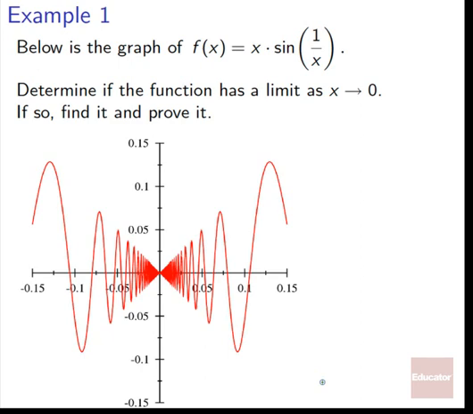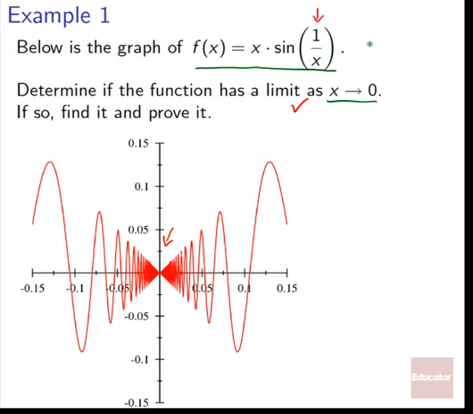So our first example, below is the graph of f of x equals x times sine of 1 over x. First, we need to determine if the function has a limit as x goes to 0, and if so, find it and prove it. So we can see right from the beginning, it looks like it's going to 0, right? We can see from the graph, this nice convenient graph, that it looks like it's going to wind up having a limit. So it would appear to be the case.